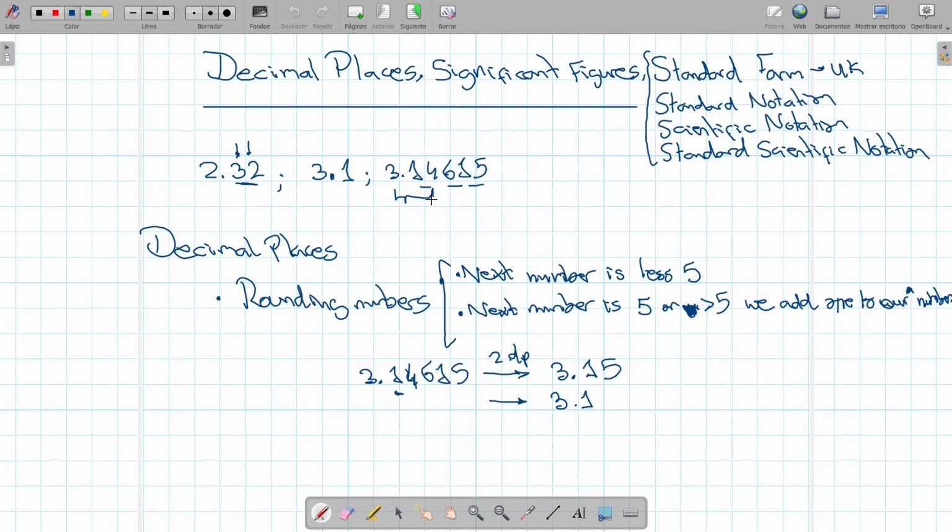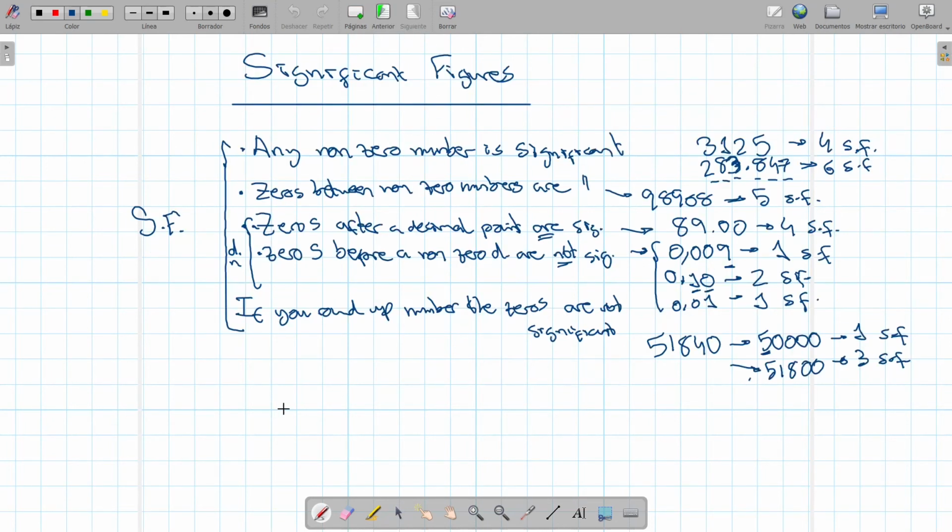In an exam, you might be asked, for example, to round up 2.351 to two decimal places, and that is 2.35. That's two decimal places. But if you want to round it up to two significant figures, that's 2.4, because that's a 5 and these two are significant figures. So be very careful with that because it's not the same.